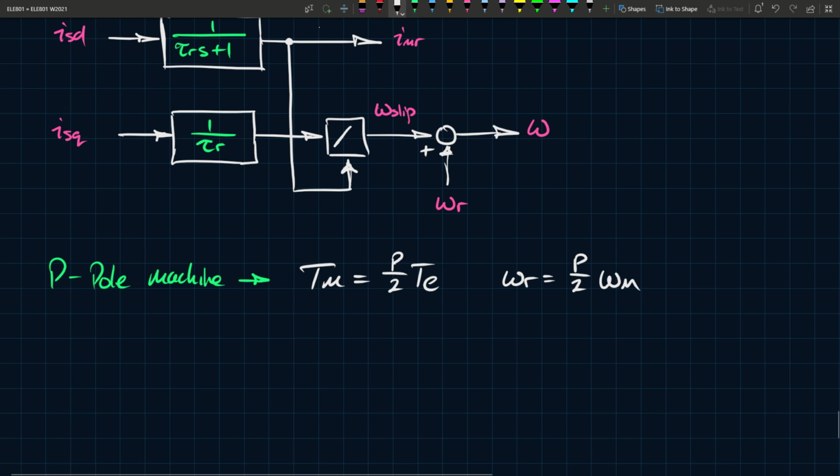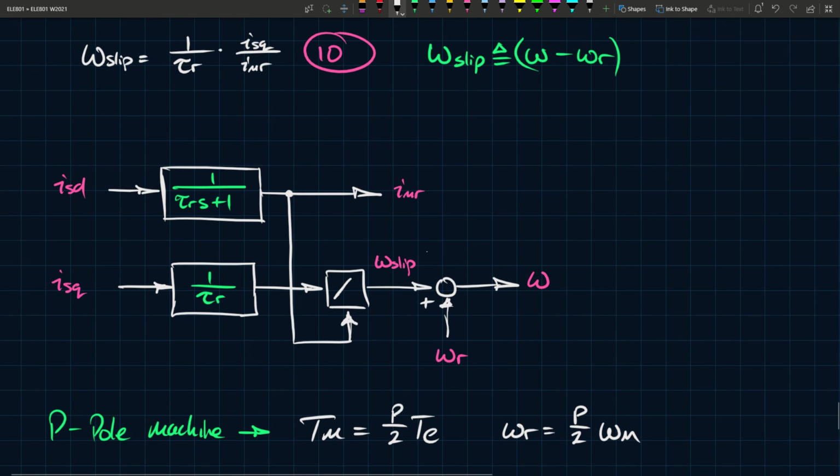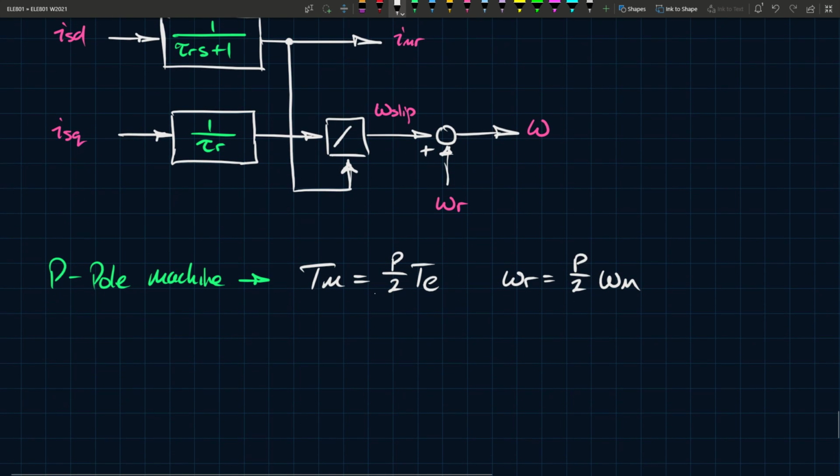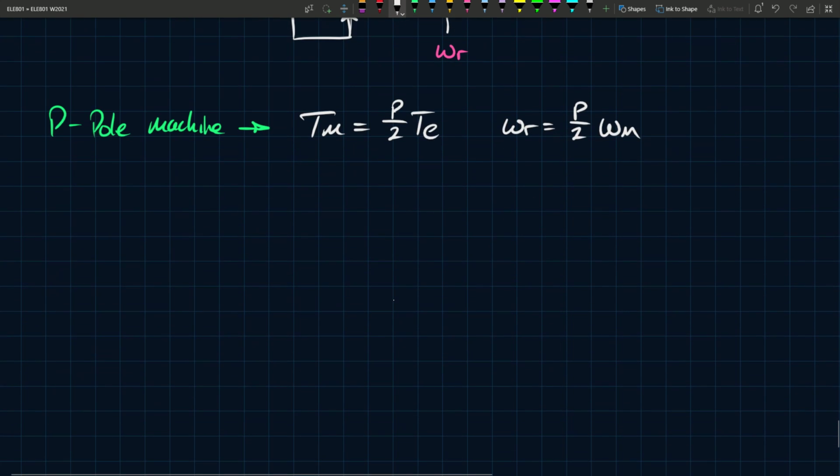If you then have this block diagram plus this, in a general model of a p-pole current-fed induction machine, you would have the following. This is the last thing we'll look at. I know this has been a very dense video because there's a lot going on here, but it is a very dense topic.